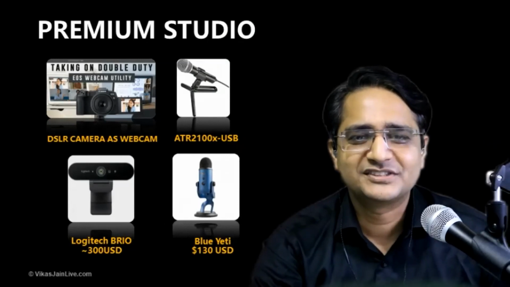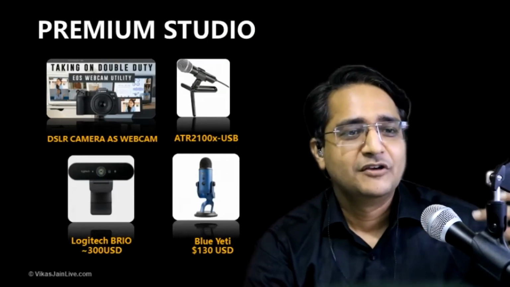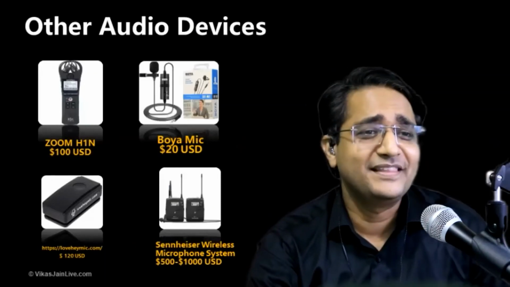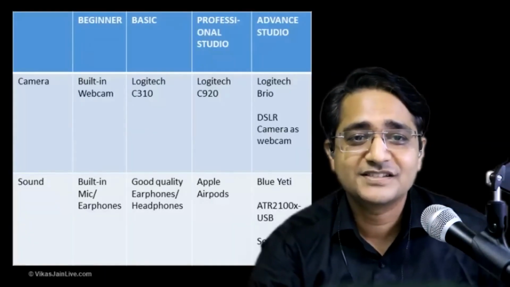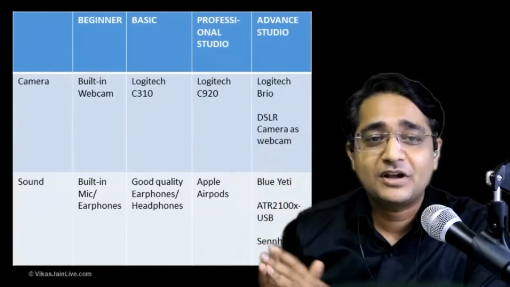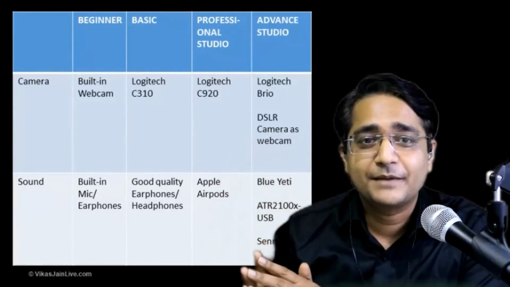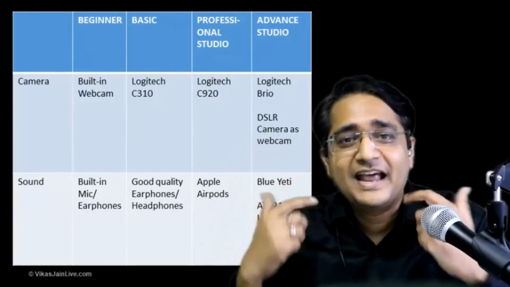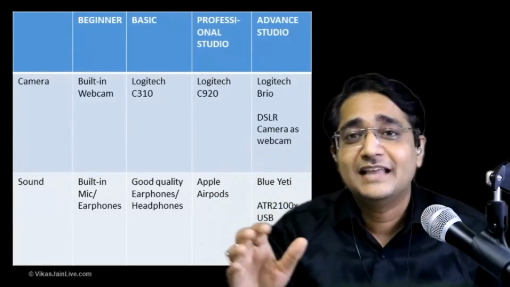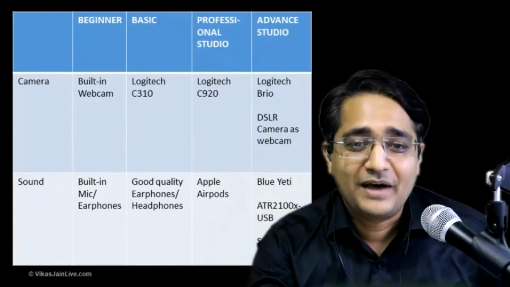So now you have to decide what is the kind of experience that you want to create for your users to create world-class presentations. There are many other devices which will be there as part of the presentation, but the focus is to get this basic summary. So you have a beginner level setup, which is built-in camera and built-in microphone; a basic setup with Logitech C310 type of camera, with good quality earphones or headphones; a professional studio setup with Logitech C920 with Apple AirPods; and an advanced setup through which you are experiencing me right now.